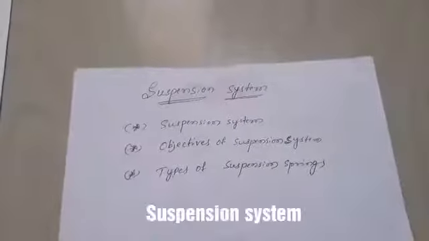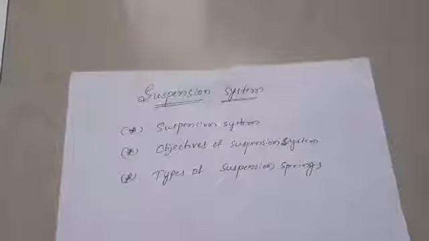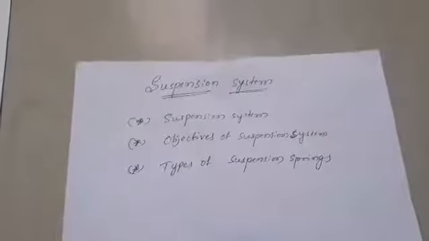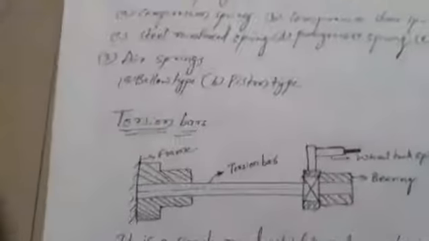Types of suspension springs, I already explained. There are three types: steel springs, rubber springs, and air suspension springs. You can see in the steel springs there are four types: a leaf spring, tapered leaf spring, coil spring, torsion bar. In the rubber springs: compression spring, compression shear spring, steel reinforced spring, progressive spring, and phase shear spring. Air springs, two types: bellows type and piston type. Next I will explain the torsion bar.